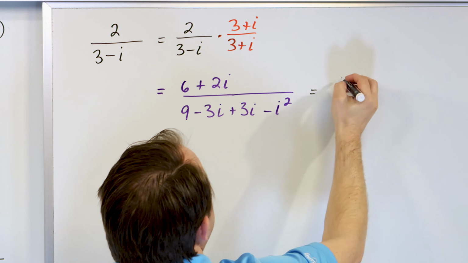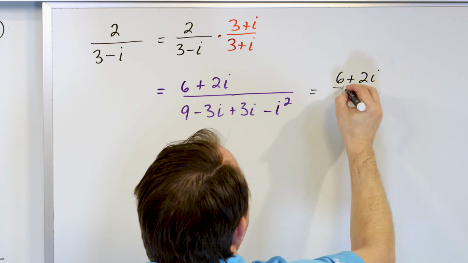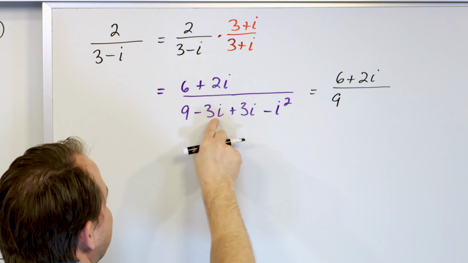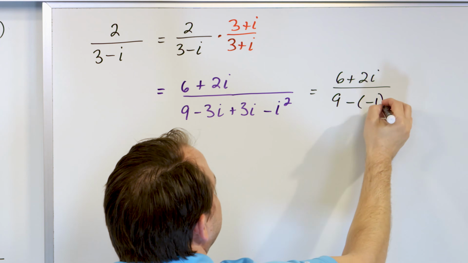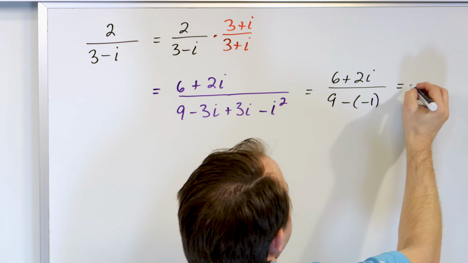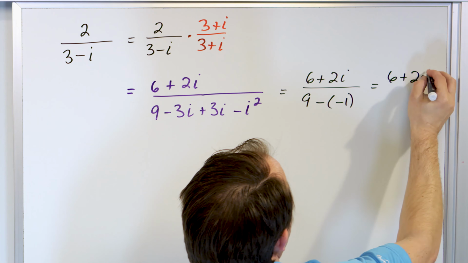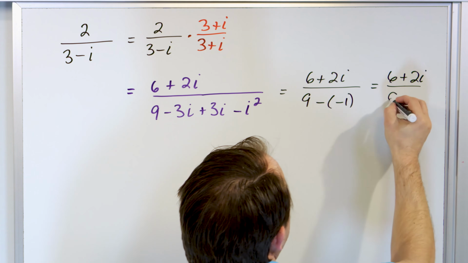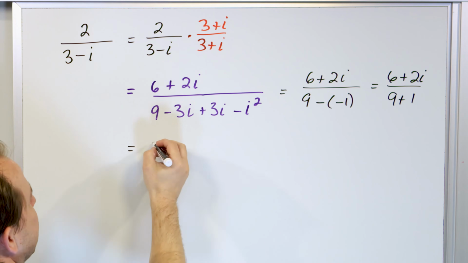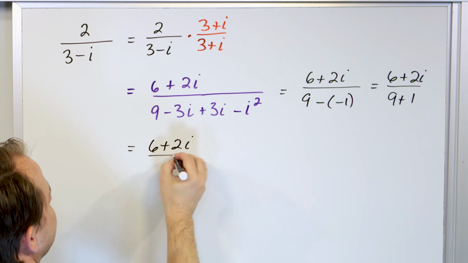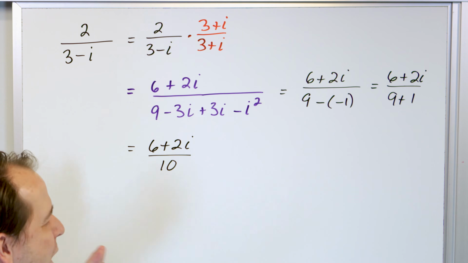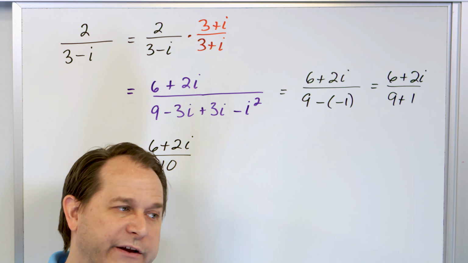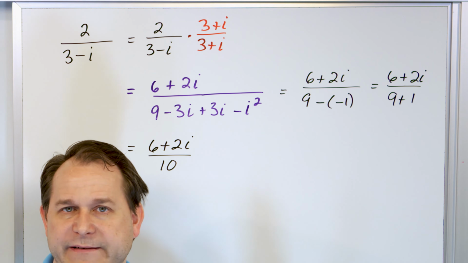But what we have is 6 plus 2i on the top, and on the bottom we have a 9. We have a negative 3i and a positive 3i. They go away, but we still have a minus, and we have an i squared, which we can substitute for minus 1. So what you really get is 6 plus 2i over, this is 9 plus 1. And so just to make it totally clear, 6 plus 2i over 10. Now, again, you could probably circle that, but it's not exactly in the right form. Number one, it's not written as a complex number should be written. It's not written as real part plus imaginary part. So we want to fix that.